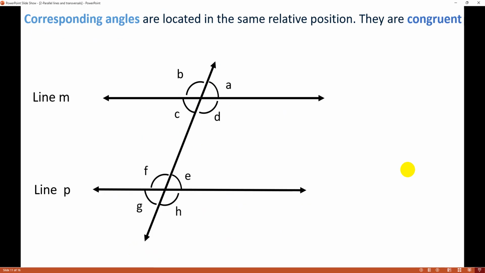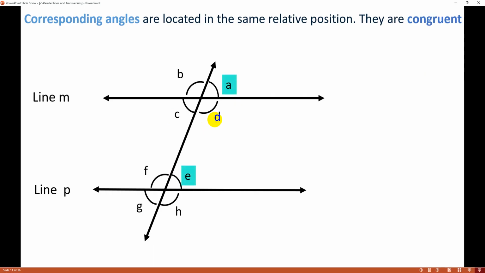Now let's take a look at some names that label these angles. The first is corresponding angles. Corresponding angles are located in the same relative position. So if we move this line P all the way up, E and A are going to overlap. Also, F and B are going to overlap. G and C will overlap as well, and H and D will overlap.